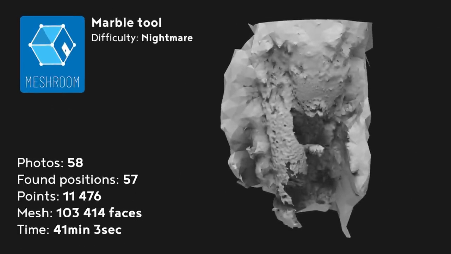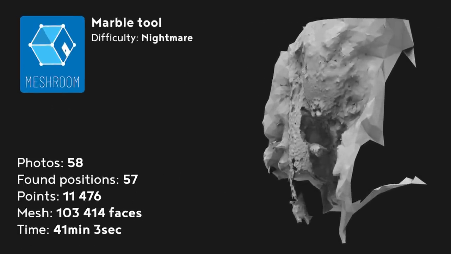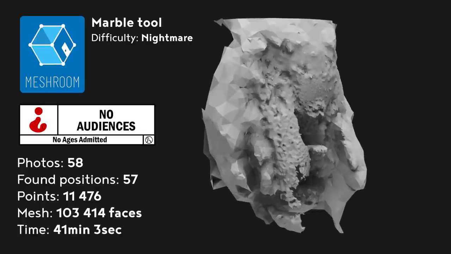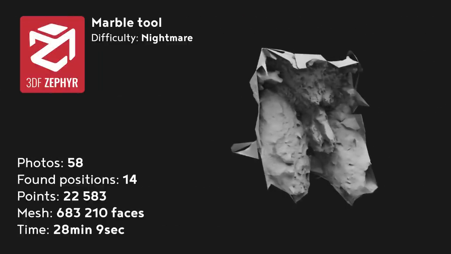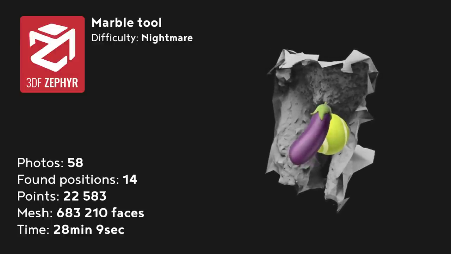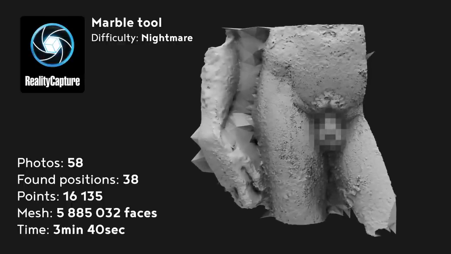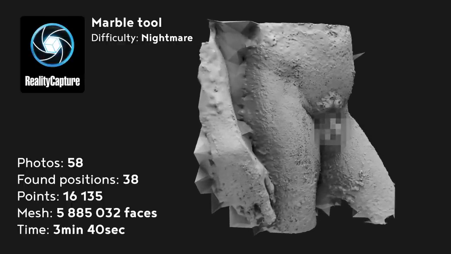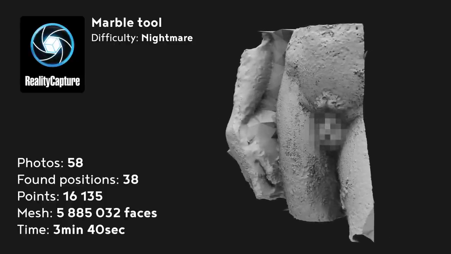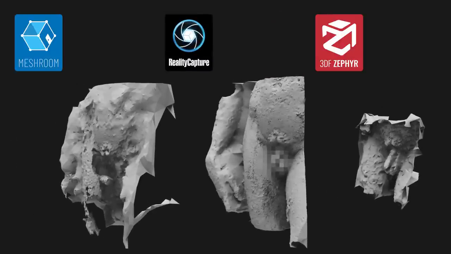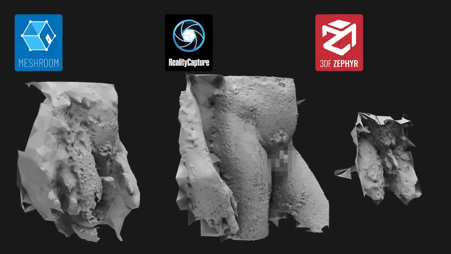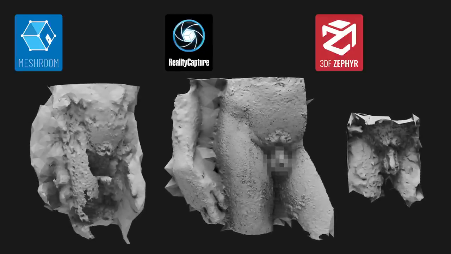While Meshroom made an abomination so horrid it could be issued an automatic suitable for no audiences rating, and Zephyr was only able to make something vaguely shaped like it, I really have to give it to Reality Capture for making something so reasonably accurate I feel I have to censor it to make it YouTube friendly. Even considering the wide range of images used for this reconstruction, it's amazing any of the programs were able to make anything.